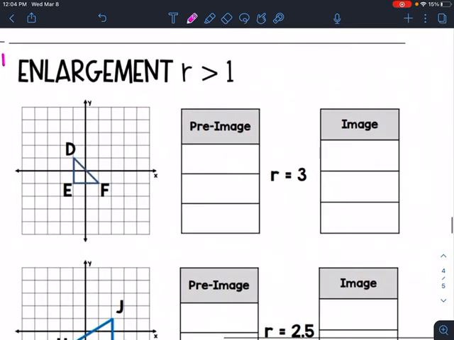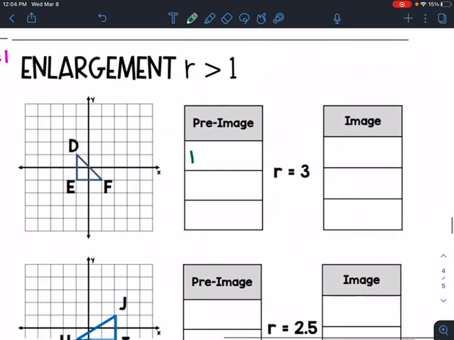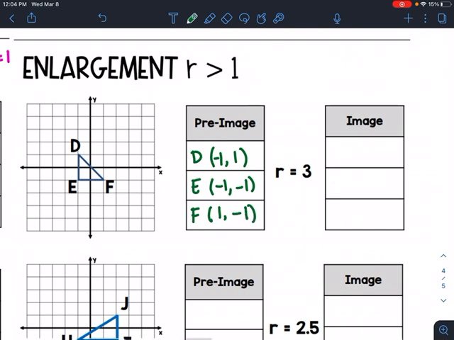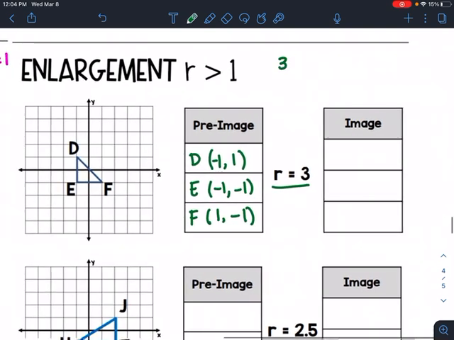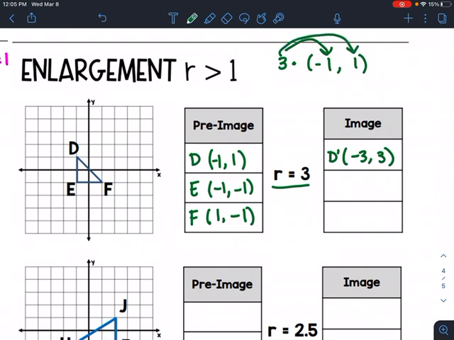And then similarly, you're going to do that for enlargement. Let me use a different color for this one. You're going to write down your original coordinates, D, E, and F. So D is -1, 1. E is -1, -1. And F is 1, -1. And now you have an enlargement of 3. So 3 times -1, 1. D prime is going to be -3, 3. Because 3 times -1 is -3, and 3 times 1 is 3.